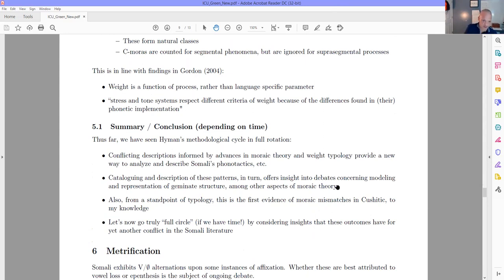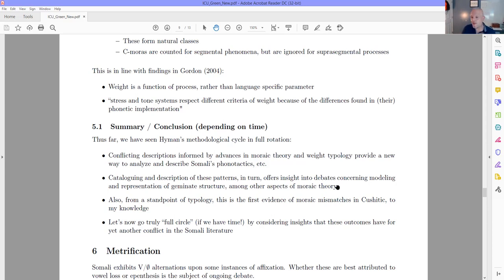By cataloging and describing these patterns, in turn, we've seen that these patterns offer insight into debates concerning the modeling and representation of geminates, among other aspects of moraic theory, such as challenges to the moraic uniqueness hypothesis and support for Gordon's point of view on a process approach to weight. From a standpoint of typology, this work shows the first evidence of moraic mismatches in Cushitic, to my knowledge.